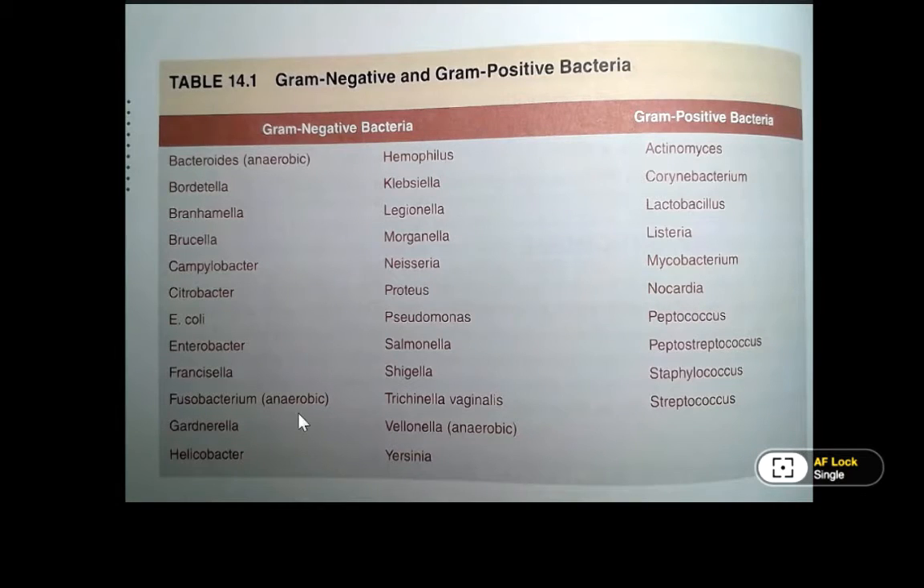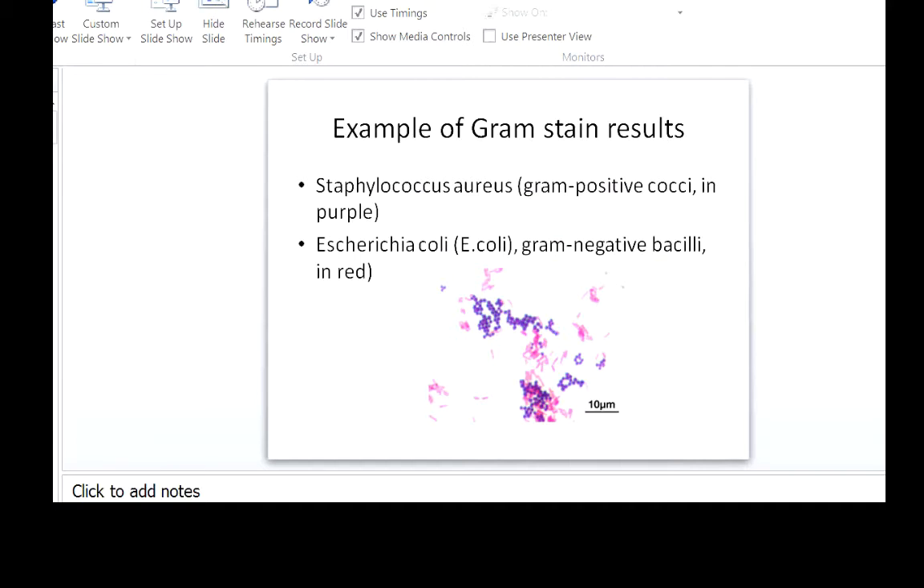So just to give you some background, many of these can cause urine infections. I've seen Klebsiella cause urine infections. Morganella, Neisseria, Proteus, Pseudomonas can all cause urinary tract infections. You may have heard of Salmonella. That's a food poisoning organism. So just be aware of the different gram-positive and gram-negative bacteria and what that means. This is what it looks like under the microscope.